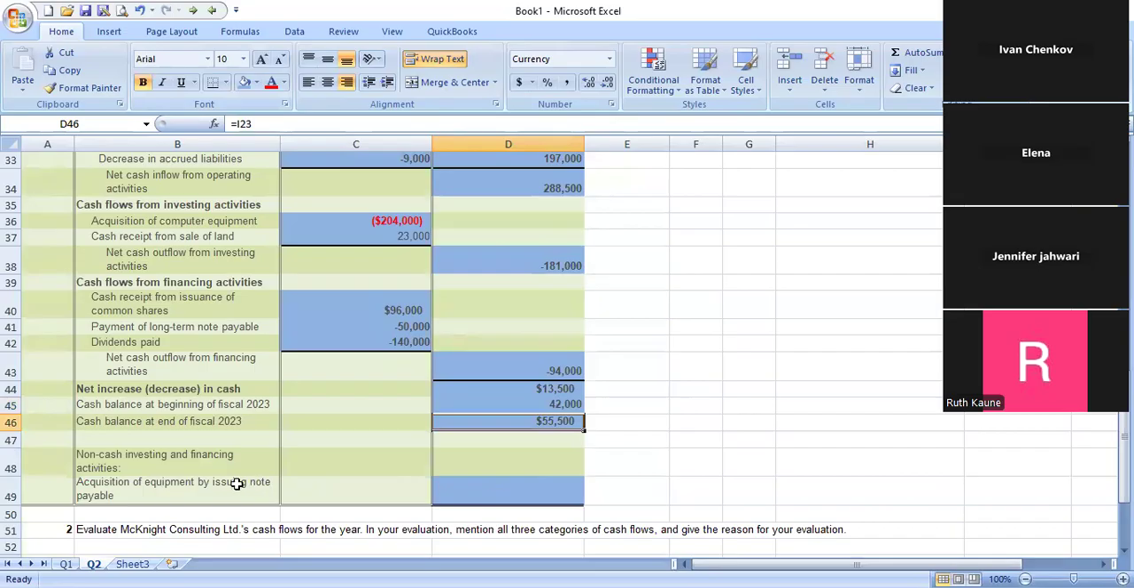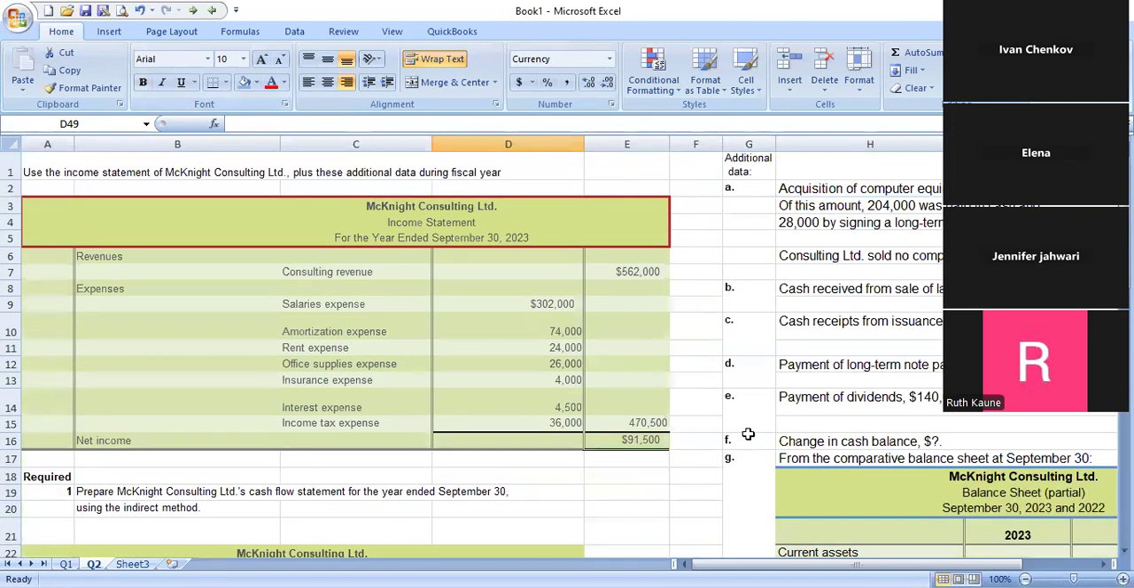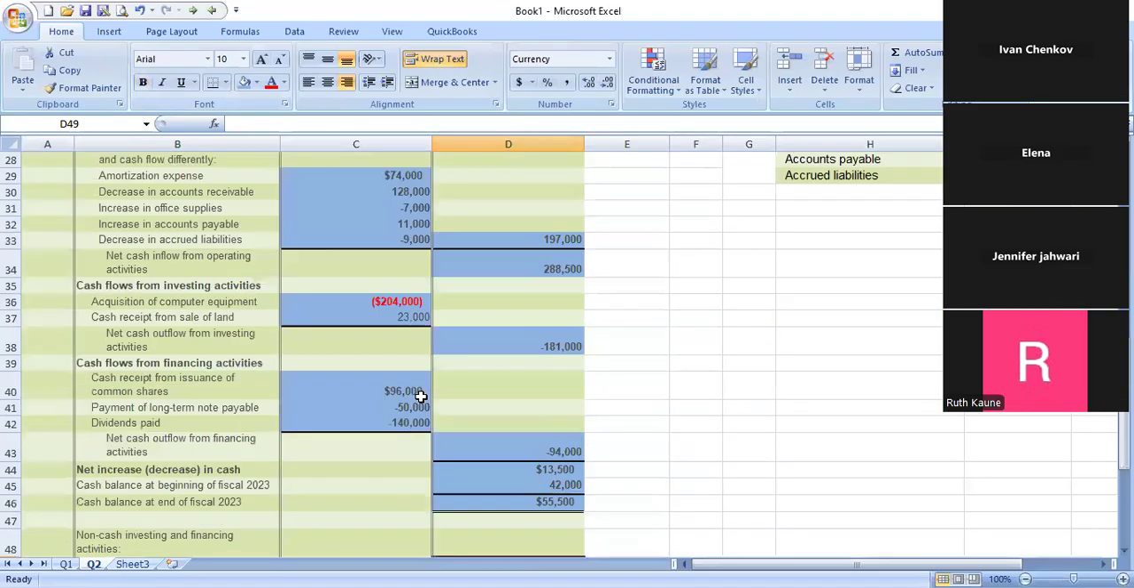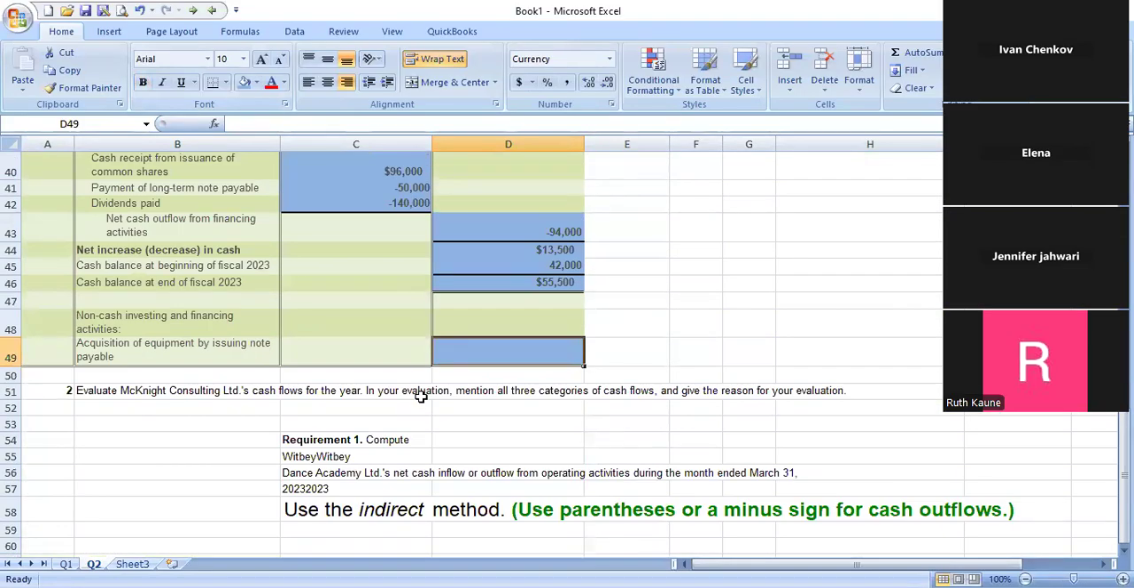55,500. So for the non-cash investing and financing activity, the acquisition of the equipment by issuing the note payable, that will be only for the note for $28,000. One, two, three. And that's about it. That's what you have to do.